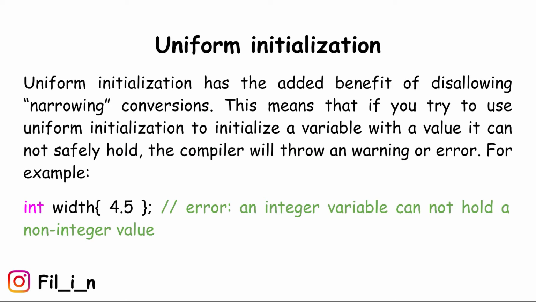Uniform initialization has the added benefit of disallowing narrowing conversions. This means that if you try to use uniform initialization to initialize a variable with a value it cannot safely hold, the compiler will throw a warning or error. For example, int width{4.5}; is an error, because an integer variable cannot hold a non-integer value.